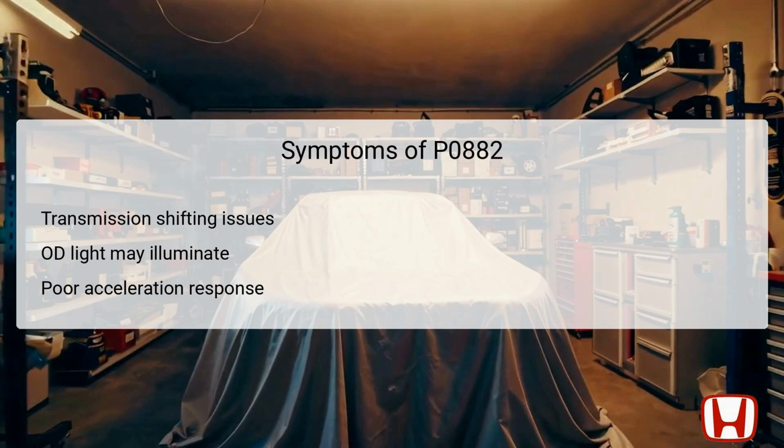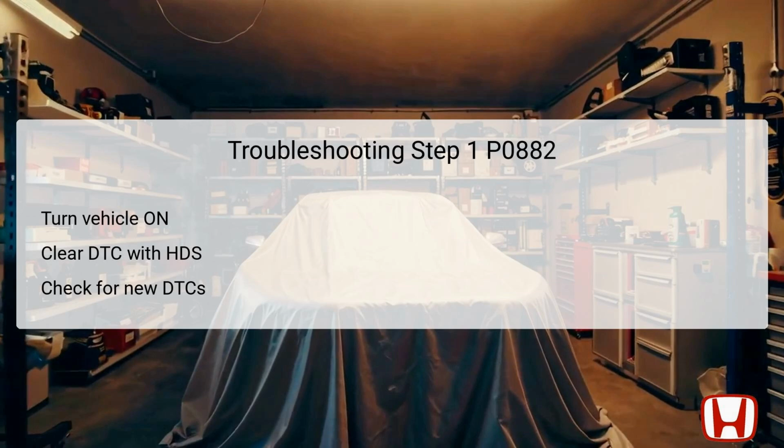Drivers may also notice poor acceleration response or a general sluggishness when attempting to accelerate, as the TCM struggles to efficiently manage the transmission settings. Recognizing these symptoms early can facilitate a more effective and timely repair process, ensuring that the vehicle resumes normal operation as swiftly as possible. The first step in troubleshooting DTC P0882 involves verifying the problem through a series of actions.